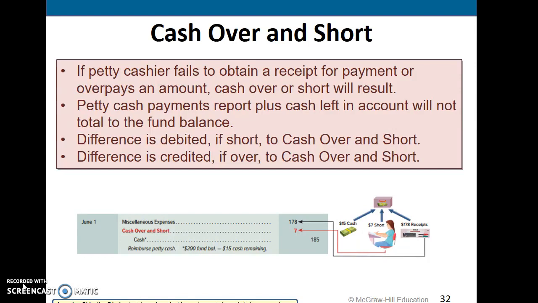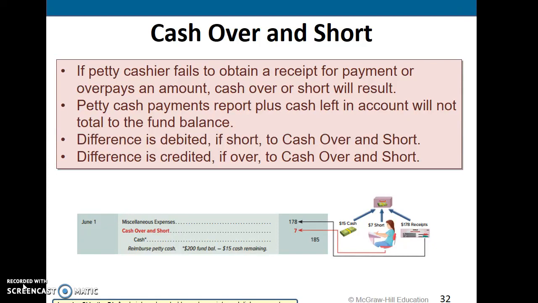Example of a cash over and short. If the petty cashier fails to obtain a receipt for payment or overpays an amount, cash over or short will result. The petty cash payments report plus cash left in the account will not total the fund balance. The difference is debited if short to cash over and short, and the difference is credited if over to cash over and short. So let's look at this situation right here.